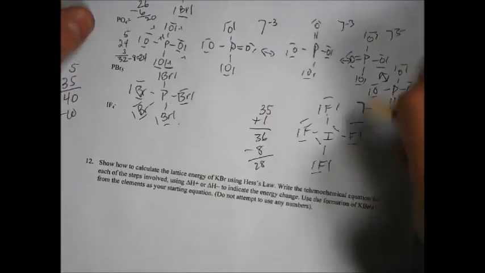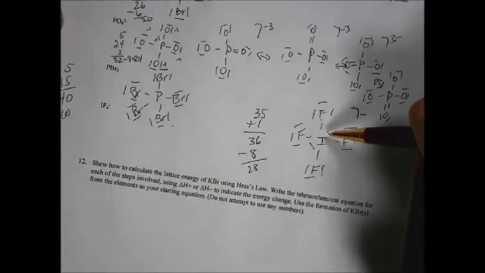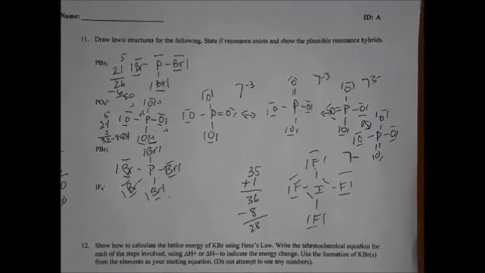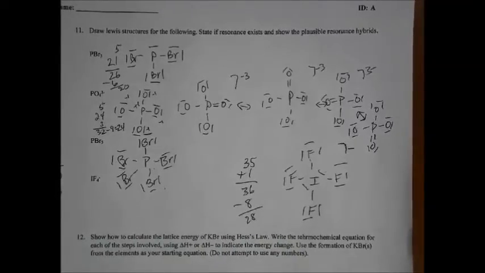No resonance here because you can't make any double bonds move around. Checking formal charges, you'll see that the I has a -1 formal charge because it'll be 7 minus 4 minus 4 is -1. Okay. So that gives you a flavor for what's going to happen with the Lewis structures. This question will probably be asked exactly the same way, just with different structures.